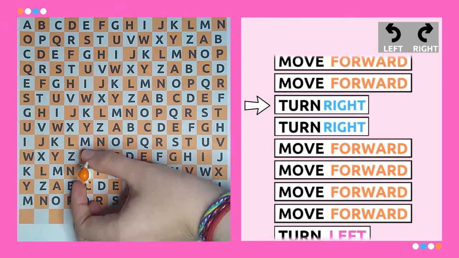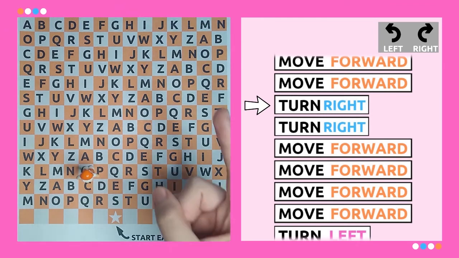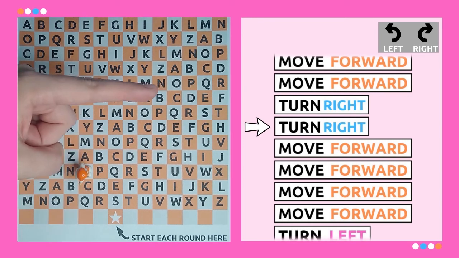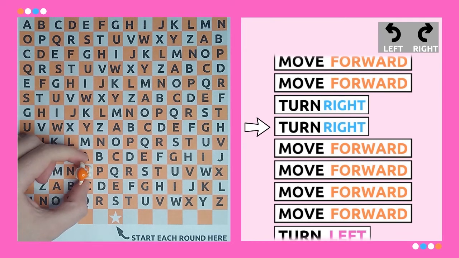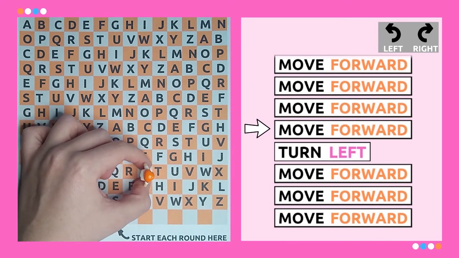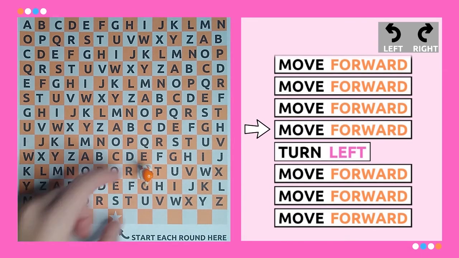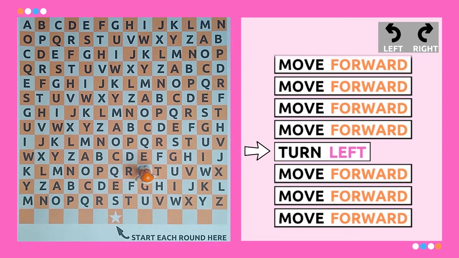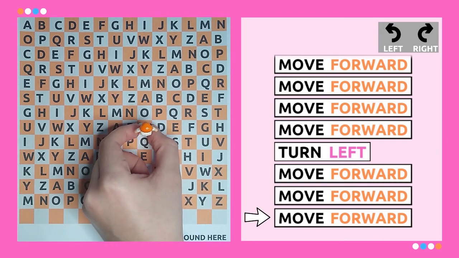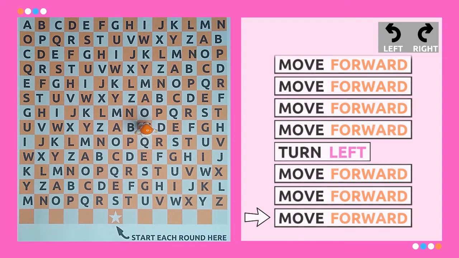I turn right, so now my character is facing this way. Turn right again, and now they're facing this way. So now I'm going to go forward in that direction once, 2, 3, and 4 times. We're going to turn left and go forward 1, 2, 3 times. So we've ended on the letter C.